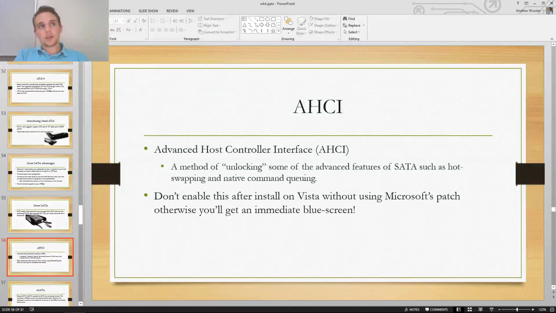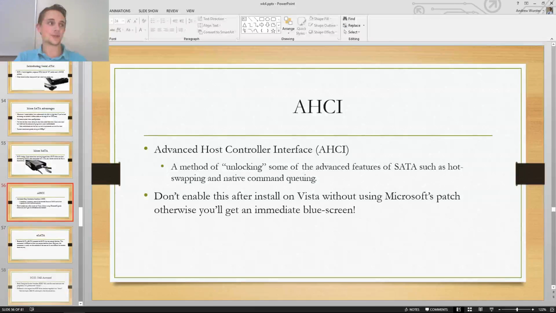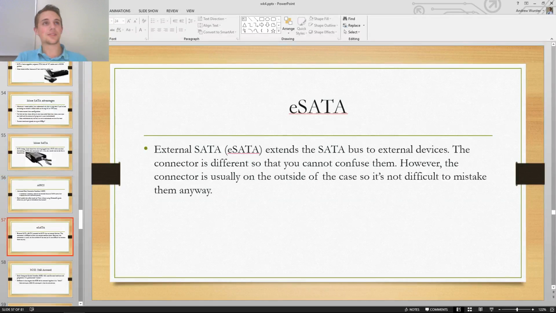So AHCI is actually required to get some of the SATA features such as hot swapping and native command queuing working. Generally, this is enabled by default. Another mode is called IDE, and that just refers to the original mode. It's that or this, pretty much. I've done this once. You don't enable it after you install because you'll immediately get a blue screen. You're like, hey, that's not cool, but it's just the way it is.